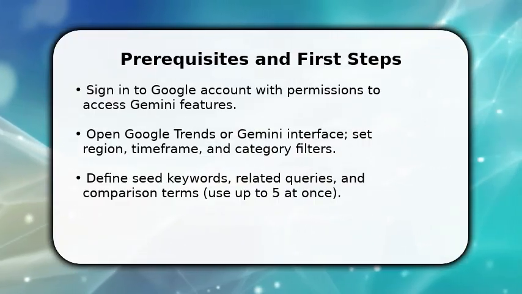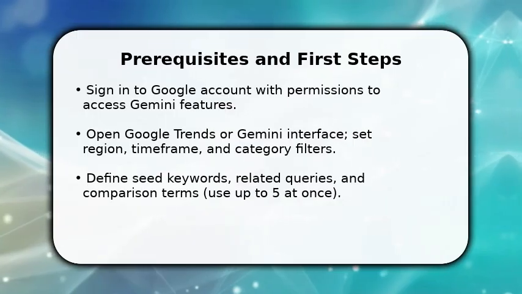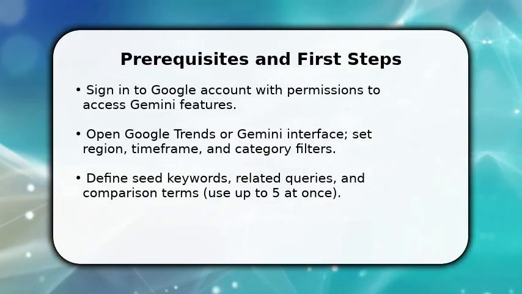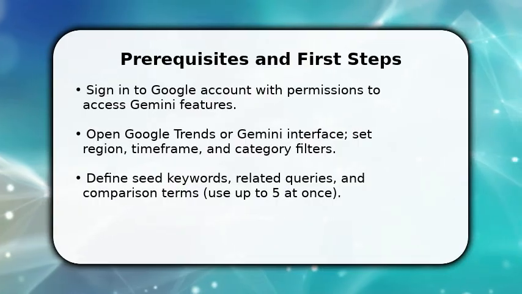You start by confirming access and picking the exact dataset you need. Once signed in, open the Gemini Trends view and choose region and timeframe. This narrows noise and boosts relevance.